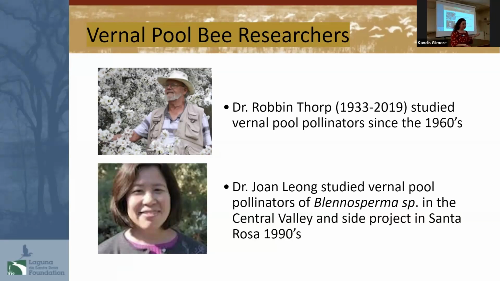And Robbin Thorp from UC Davis has studied vernal pool pollinators at Jepson Prairie and other places around California since the 1960s. One of his PhD students, Joan Leong, studied the vernal pool pollinators of Blennosperma in the Central Valley, and she also did a side project in Santa Rosa. And I met her at a conference, and she's like, I want to come back and visit my site. You want to come out with me? So we got to go back to the place where she visited.